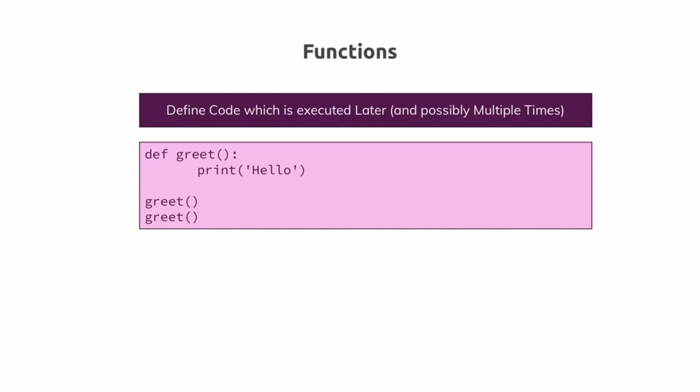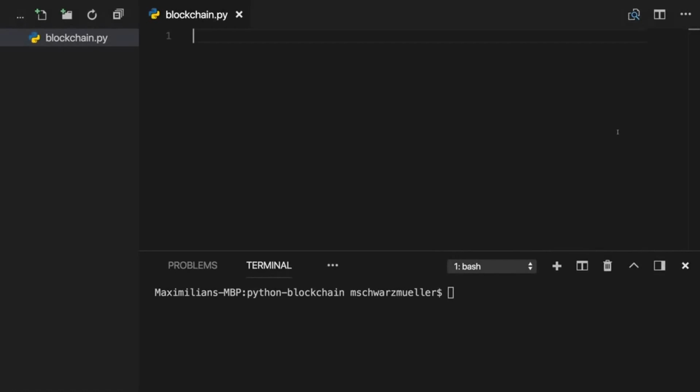Back to the functions though. This is a simple function here. It simply outputs something. Now let's actually use that in conjunction with our blockchain. Let's start building our blockchain with the help of functions.